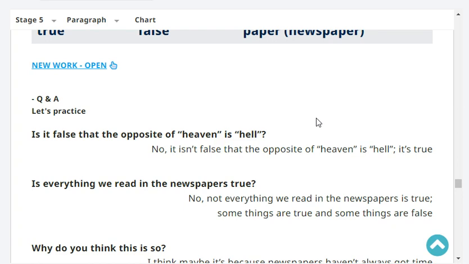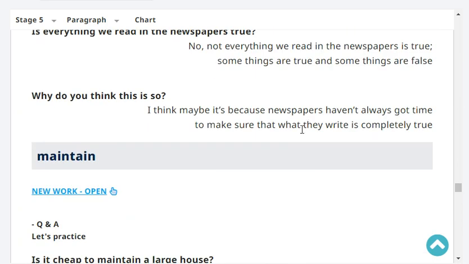Very good. Is everything we read in the newspapers true? No, not everything we read in the newspaper is true. Some things are true and some things are false. Very good. Why do you think this is so?